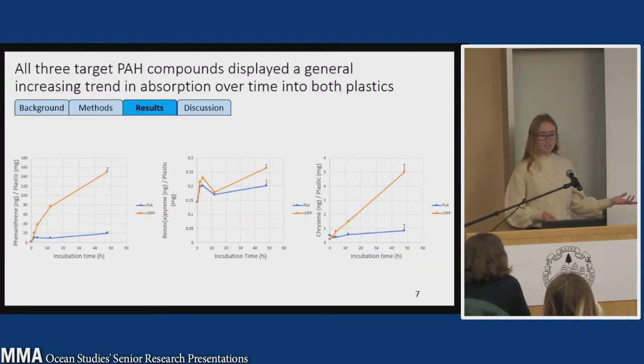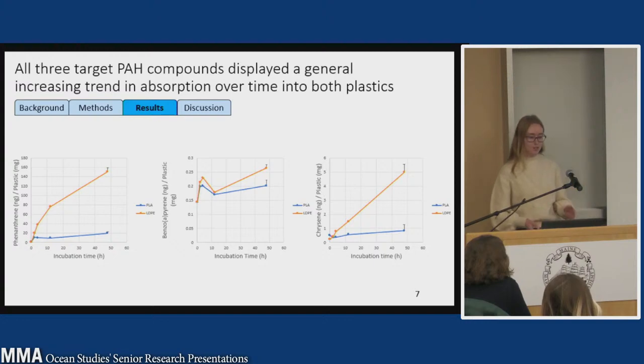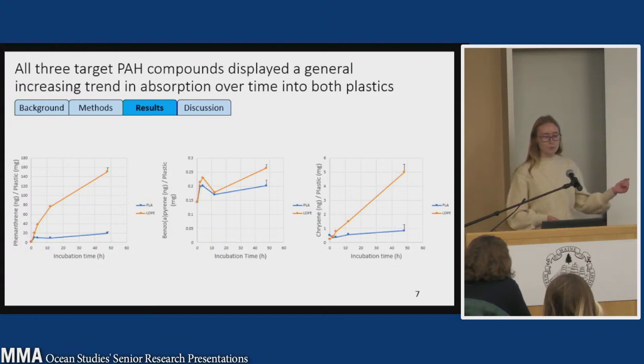So shown here are my kinetics curves. The x-axis is the amount of time that the plastic was incubated in the PAH solution, and the y-axis is the concentration of that PAH compound absorbed per milligram of plastic. For phenanthrene on the left and benzo[a]pyrene in the middle, you can see that the rate of absorption into polyethylene, which is the orange line, was greater than the rate of absorption into PLA, the blue line. And I compared the rate of absorption by looking at the slope, like which slope was steeper. So the slope of the orange line was greater for both phenanthrene and benzo[a]pyrene.